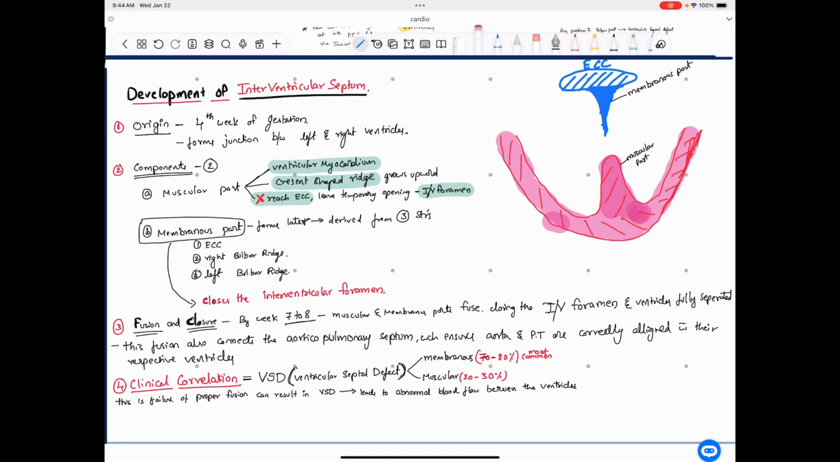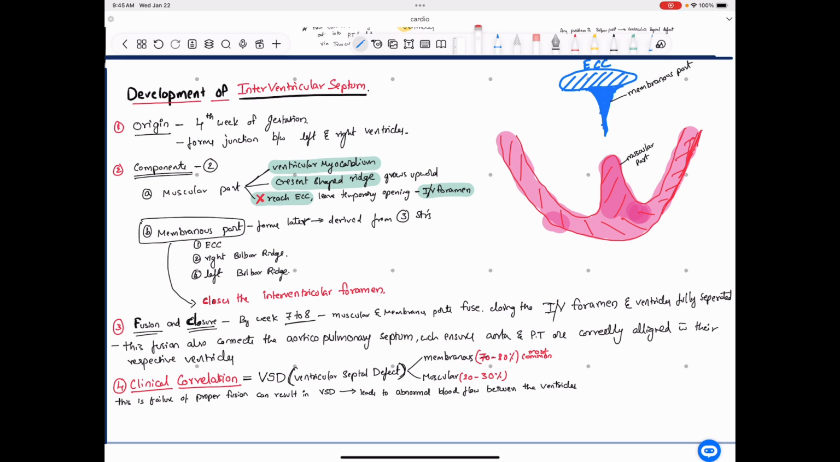From here it will grow like this, and initially it does not reach the endocardial cushion. From here to here it does not reach the endocardial cushion, leaving a temporary opening called the interventricular foramen. This space is the interventricular foramen.